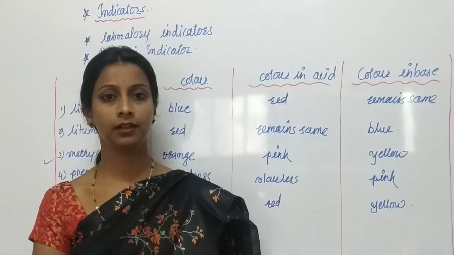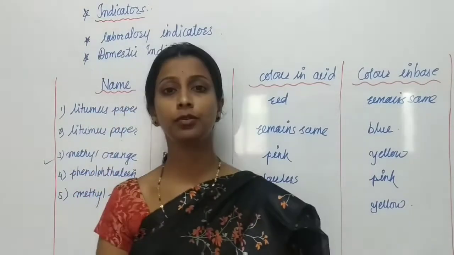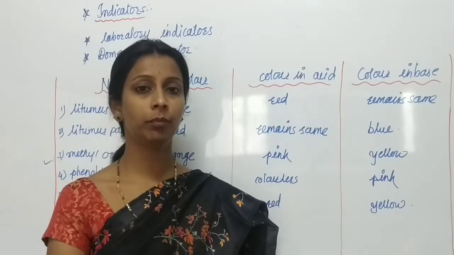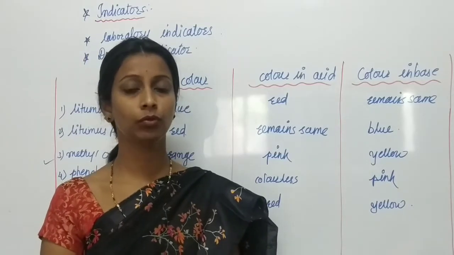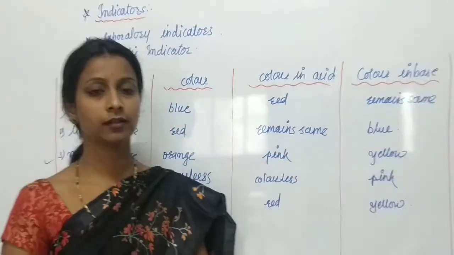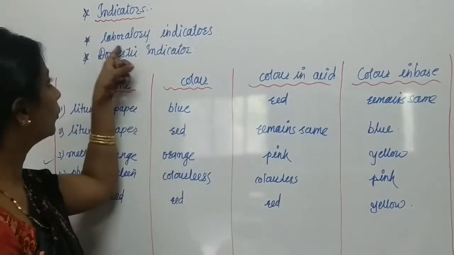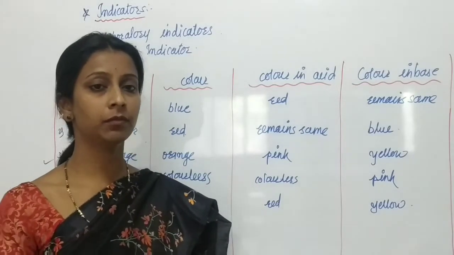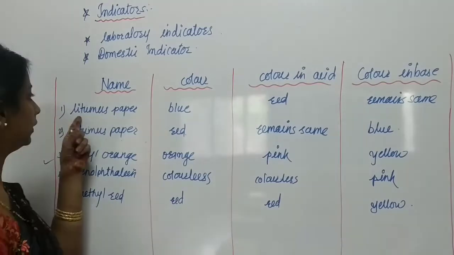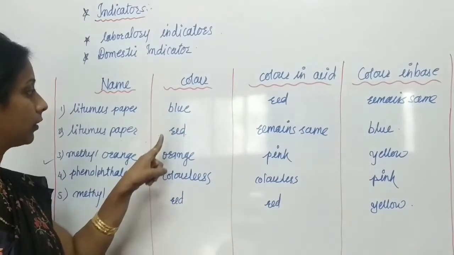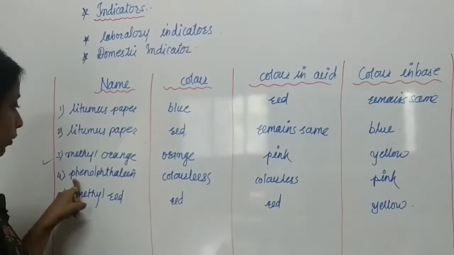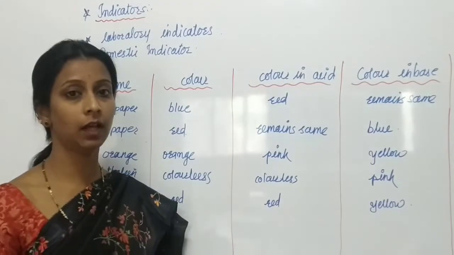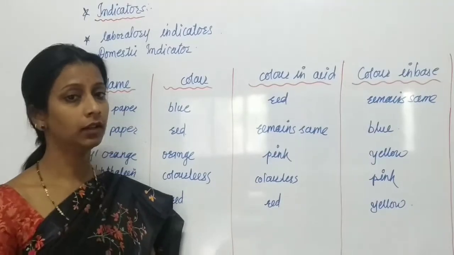We are studying about indicators. Indicators are the substances which are used for recognizing whether given substances are acidic or basic, or whether given compounds are acids or bases. These indicators are of two types. First, laboratory indicators, and second, domestic indicators. Let us see the names of some laboratory indicators: litmus paper, blue litmus paper, red litmus paper, methyl orange, phenolphthalein and methyl red. These are the basic indicators present in laboratories.